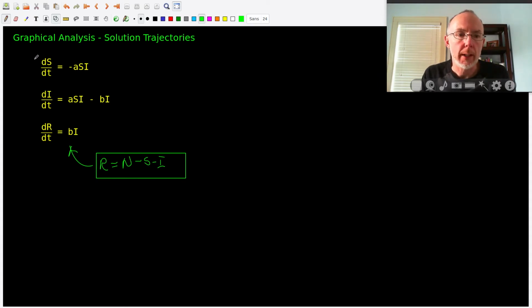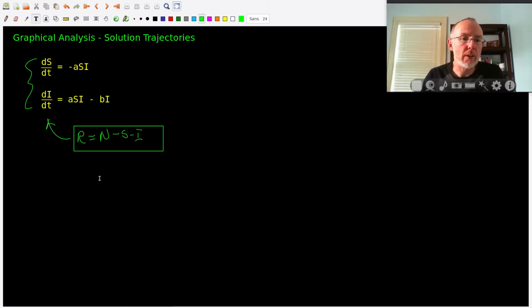So in a sense, if I know what S and I are, then I can calculate R without solving a differential equation. And R does not explicitly appear in these first 2 equations. So I can drop the equation. Because once I solve the 2 equations by themselves, and n is fixed, I can always just solve for R. I can calculate what R is at any time. So these 2 equations are enough, and this is exactly the kind of system we've been doing graphical analysis on.